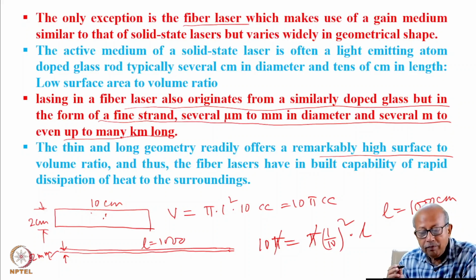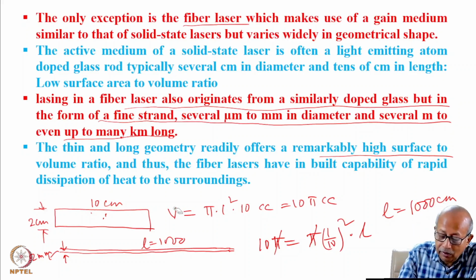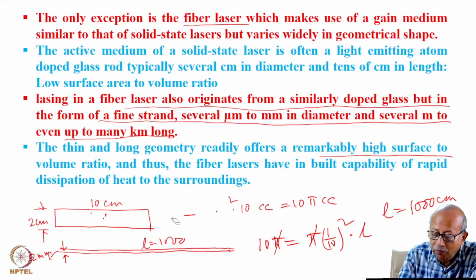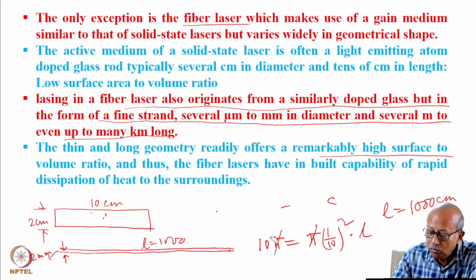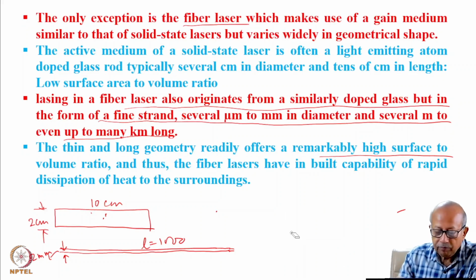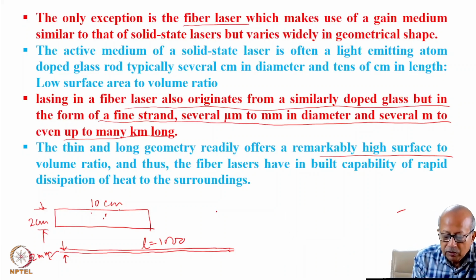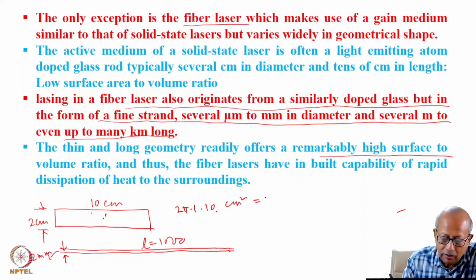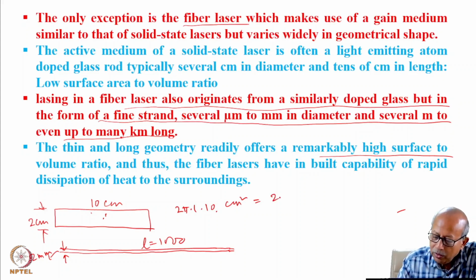Now let us see how the surface areas of these two systems compare. So what is the surface area of this rod? It is 2 into pi into r, r is 1 centimeter, into length. Length is 10. So this many centimeters square. This is equal to 20 pi centimeters square.